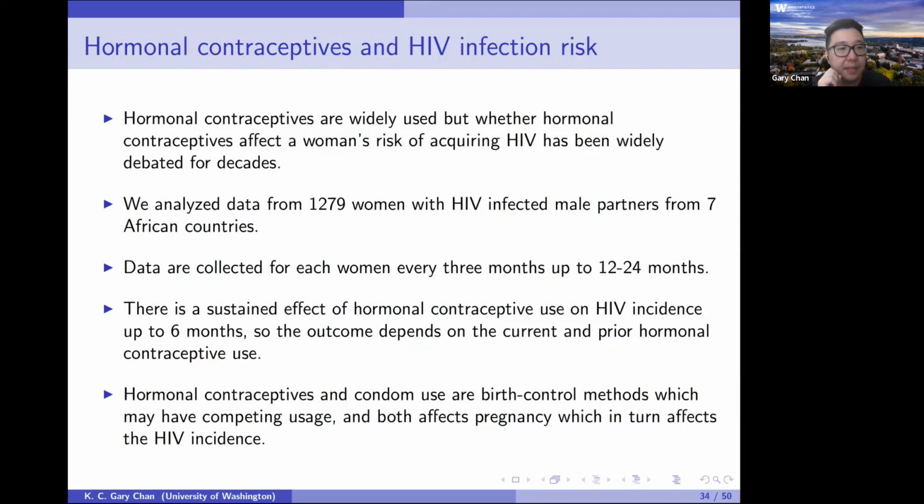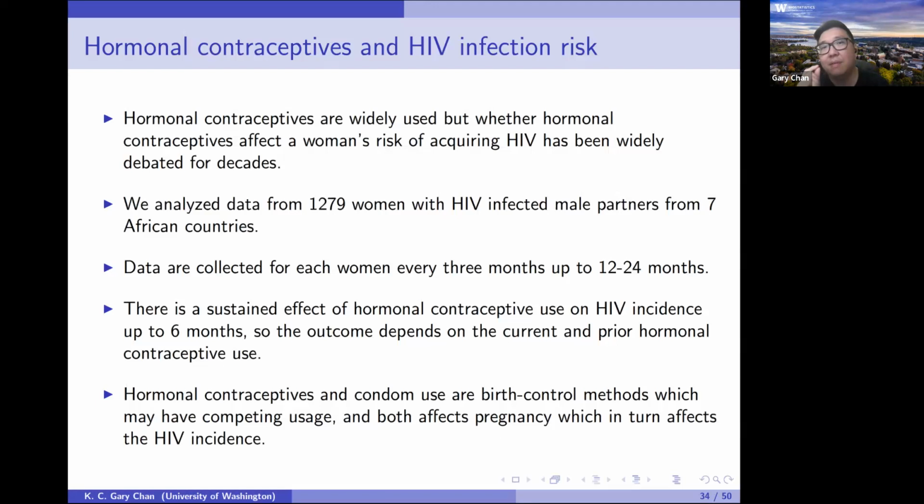There are some practical considerations in studying the effects of hormonal contraceptives, because there's a sustained effect of hormonal contraceptive use on HIV incidence up to 6 months. Our visits are every 3 months, so the effect of hormonal contraceptives lasts for two visits. We need to be able to model that. So the outcome depends on current and prior use of hormonal contraceptives, and it is also affected by other birth control methods, such as condom use, and by pregnancy status. They are all related to HIV incidence. So we want to take into account condom use and birth control methods in the analysis.